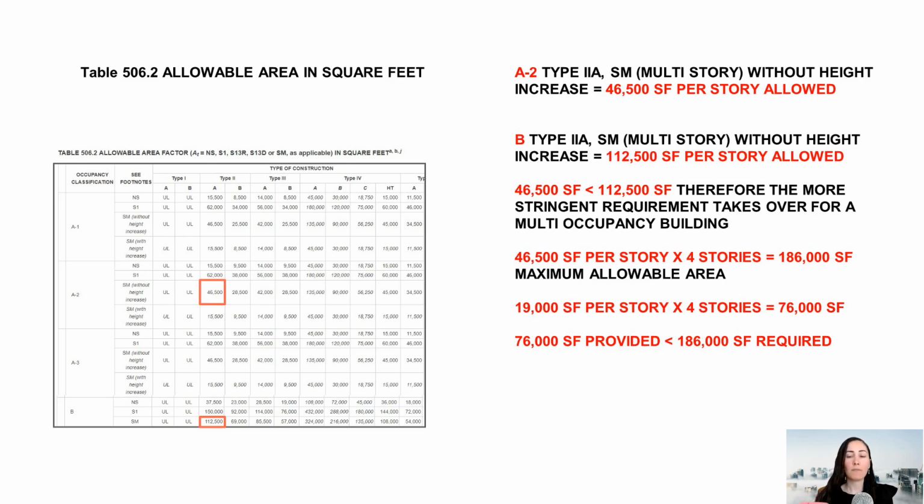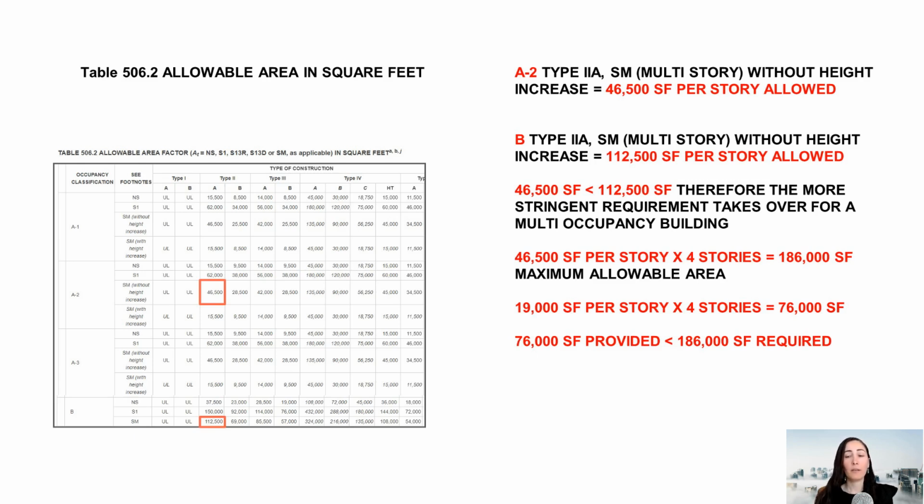A 46,500 square foot per story building times 4 stories, we can build up to 186,000 square feet max allowable area for that building. However, we are way under that with our current design at 76,000 square feet provided, so we abide by the allowable area in this step.